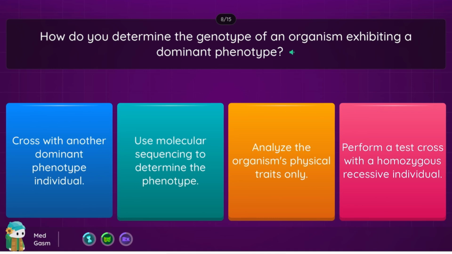Question. How do you determine the genotype of an organism exhibiting a dominant phenotype? Option 1. Cross with another dominant phenotype individual. Option 2. Use molecular sequencing to determine the phenotype.